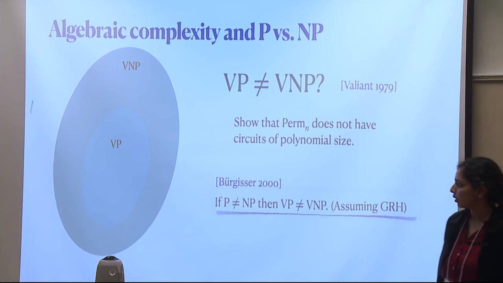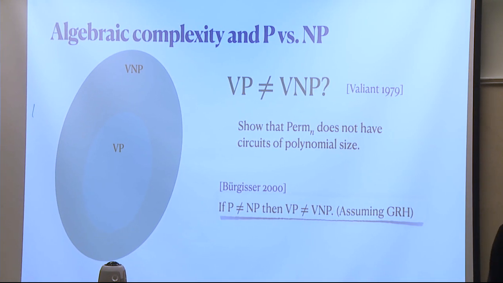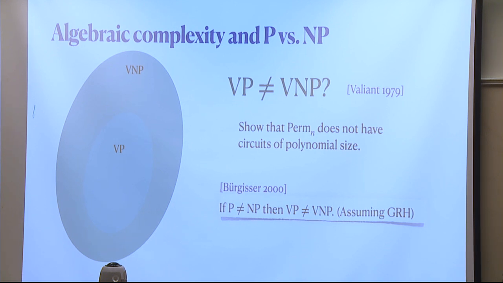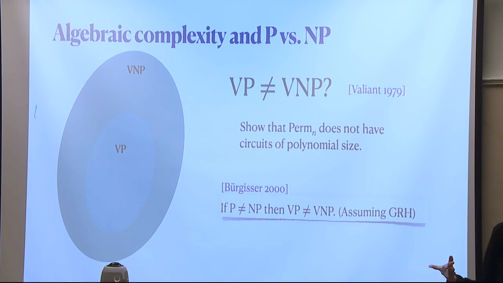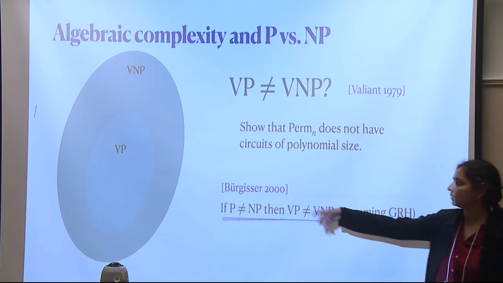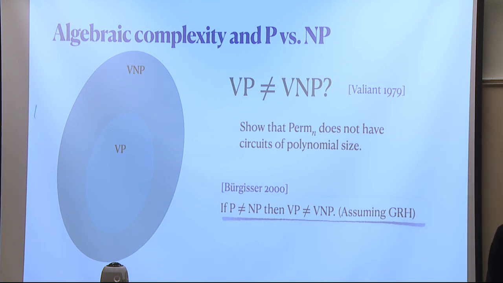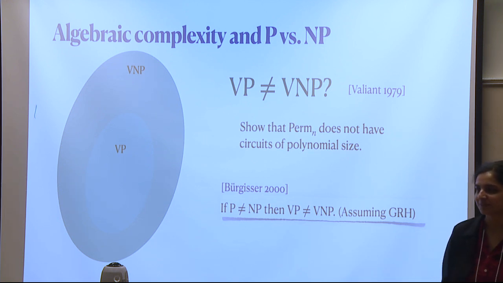This can be made more formal by the statement of Bürgisser that if P is not equal to NP, then in fact VP is not equal to VNP. So in other words, if your life goal is to prove that P is not equal to NP, then you may be tackling a potentially easier question by trying to prove this, because this in particular is implied by P not equal to NP. So that's a reasonable reason to try to look at such questions, I guess.